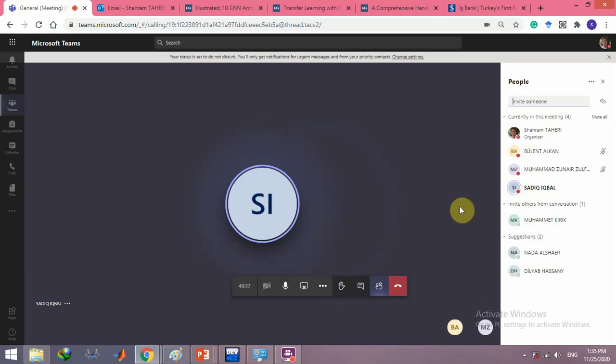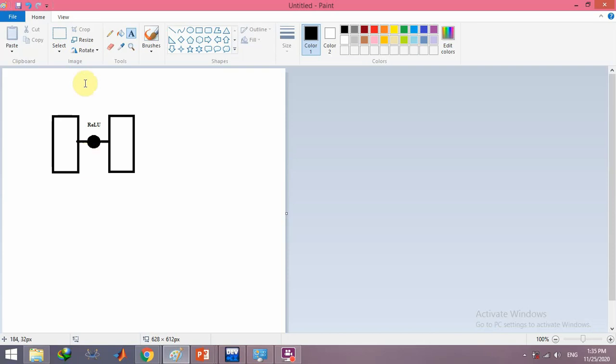Sir, can you explain the ReLU unit? ReLU is a simple activation function with these properties. If the value is positive, we keep it. The output of the function is the same as the input when the argument is positive.